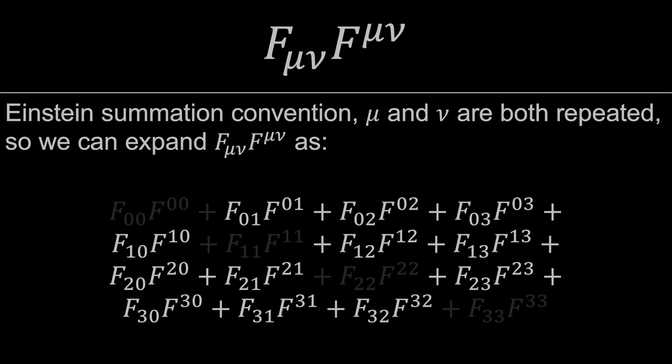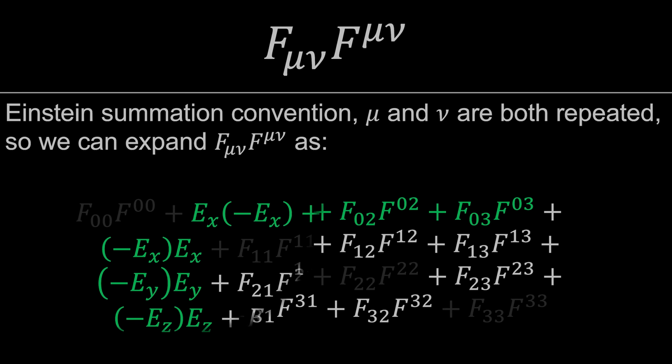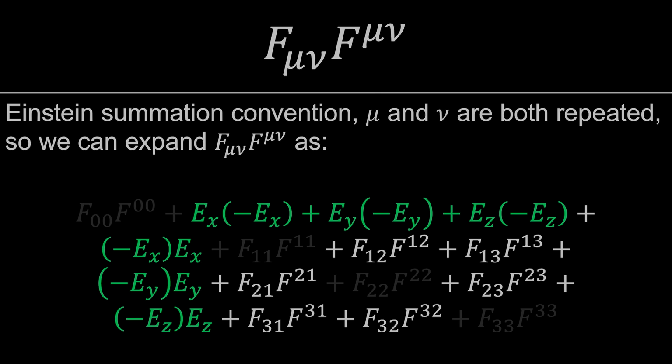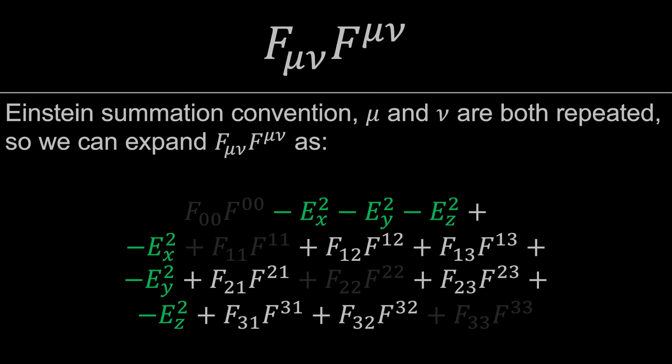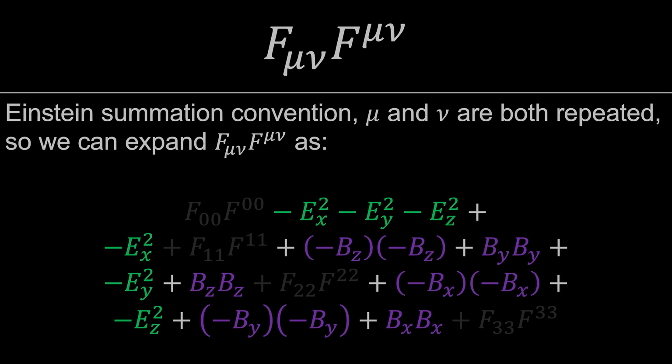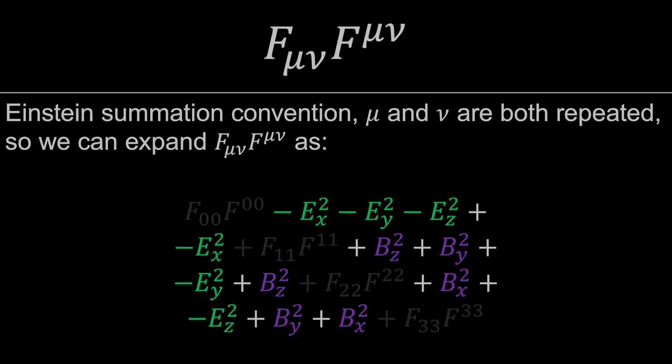Now if we look at the terms where one of the indices is 0, we can substitute in the definition of the components of the Faraday tensors, and we can see that these are all just going to be the electric field components times themselves with a minus sign. So that just becomes negative components of the electric field squared. If you want, you can add those all up as just the negative magnitude squared of the electric field. Similarly, if we look at the terms where neither of the indices is 0, we see the components of the magnetic field, and in this case they either have two minus signs or no minus signs, so those all end up being positive. And so you end up with the positive squares of the magnetic field components.